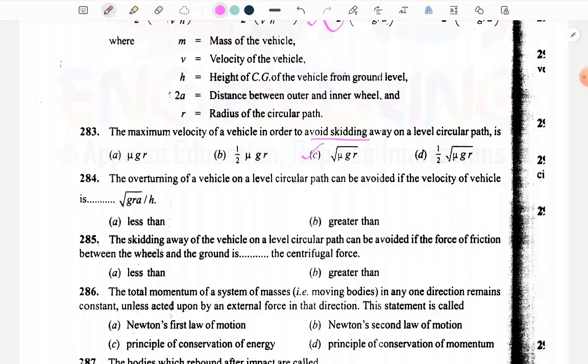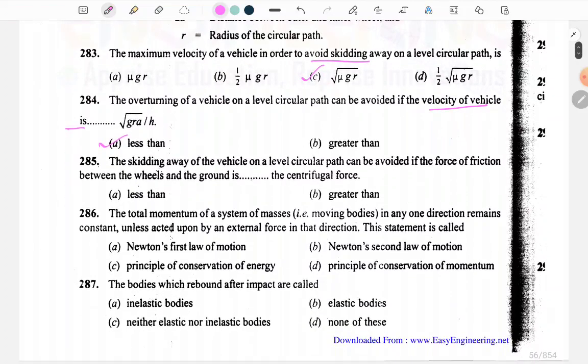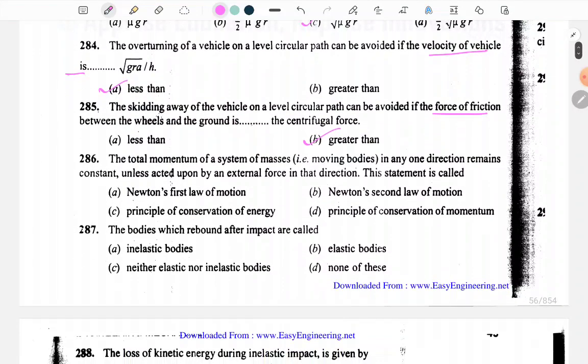The overturning of a vehicle on a level circular path can be avoided if the velocity of the vehicle is dash less than. The overturning should be less than. The skidding of a vehicle on a level circular path can be avoided if the force of friction between the wheels and ground is greater than the centrifugal force. If it is more, then grip will be more, then he won't fall.